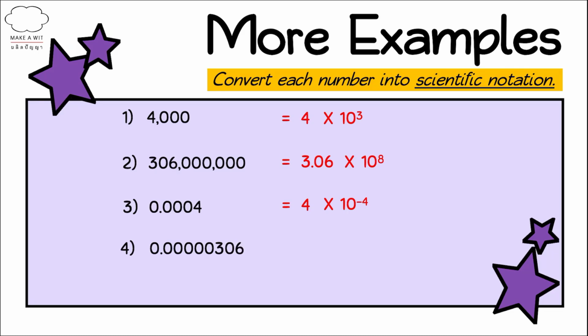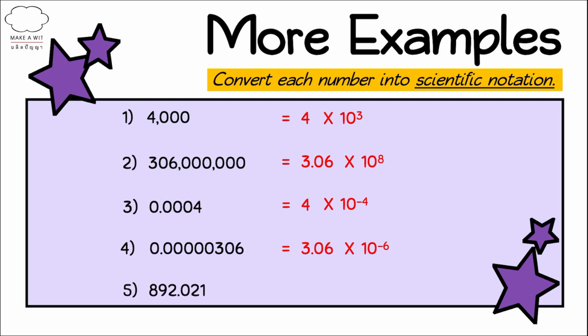0.00000306. What is the digit? First digit will be 3, right? So it is 3.06 times 10 to the power of negative or positive? Very good. Negative. Negative what? You change the position 6 places, right? So negative 6. Nice.